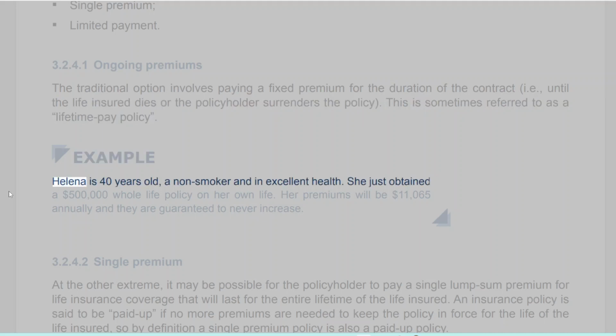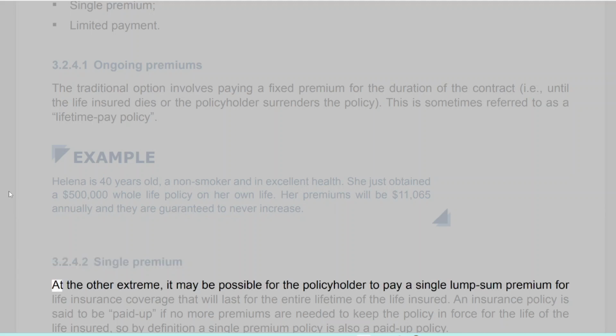Example: Helena is 40 years old, a non-smoker and in excellent health. She just obtained a $500,000 whole life policy on her own life. Her premiums will be $11,065 annually and they are guaranteed to never increase.